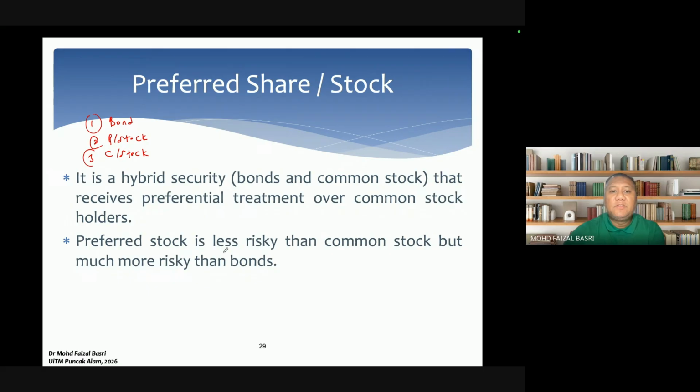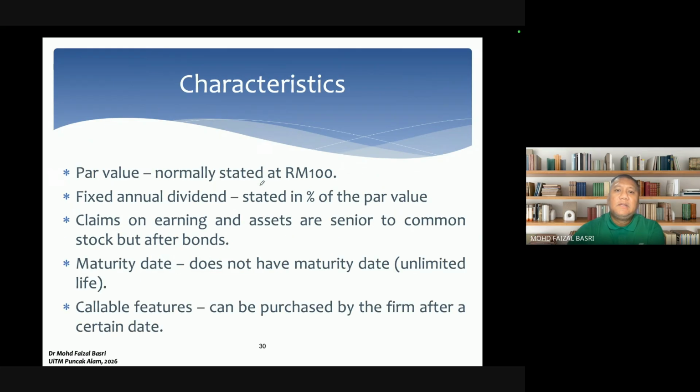Okay, so that's why preferred stock is less risky as compared to common sebab dia berada di nombor 2, tetapi dia lebih risky as compared to the bond lah, sebab bond yang paling rendah risiko dia dalam case ni lah, case of preferential off treatment. So let's look at the characteristics for bond. Remember tadi par value dia 1000. Okay, the par value is 1000 for bond, but for the preferred stocks, the par value kita set at RM100.